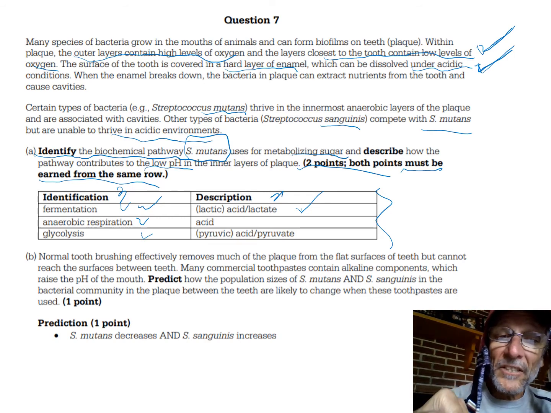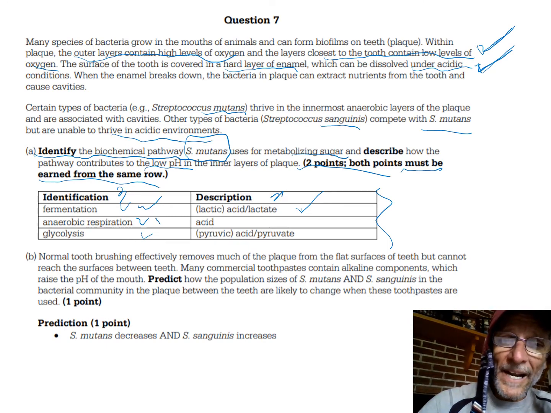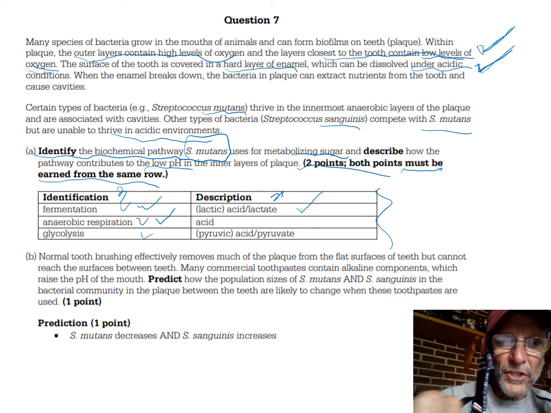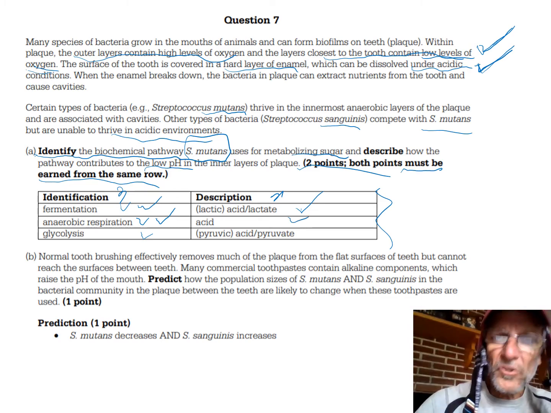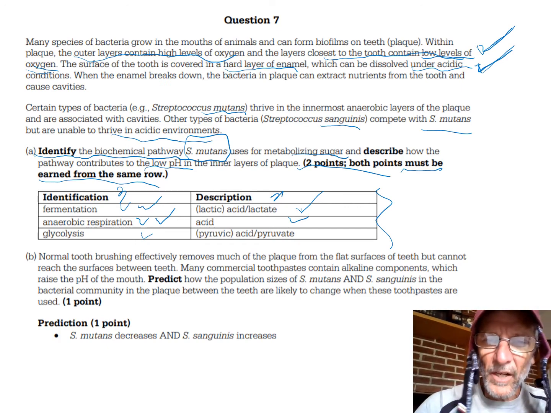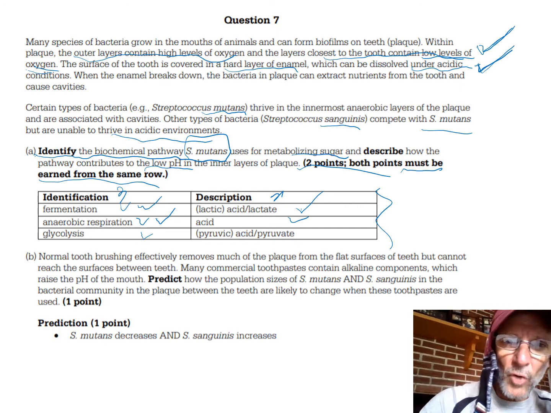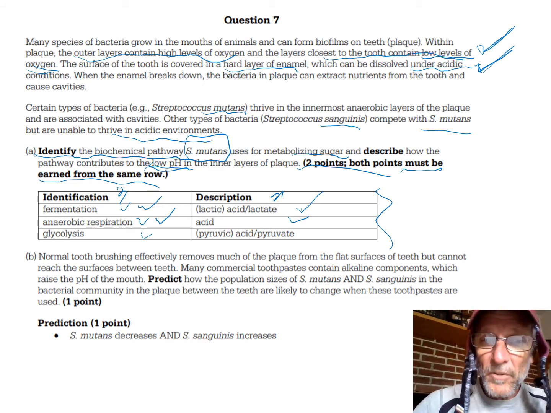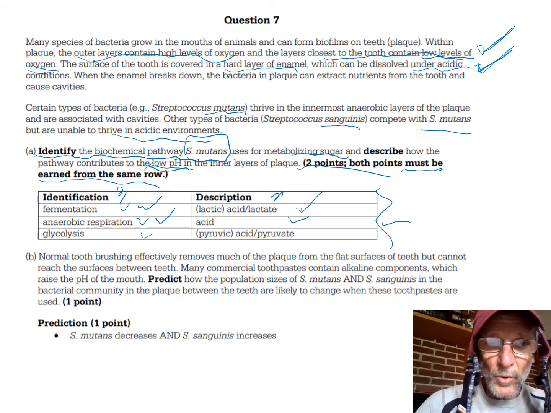Or you could simply, in general, say, well, they do anaerobic respiration because you said they live in low levels of oxygen, and anaerobic respiration produces acid. I don't remember what kind, but it's acid that low pH is all about. So bingo, very non-specifically, you could get those same 2 points.